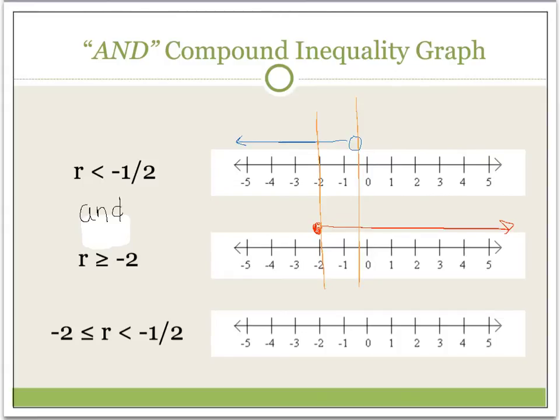It would be a closed circle at -2, an open circle at -1/2, and we would connect between the two of them, and that would be the graph for our compound inequality that contained the word "and."